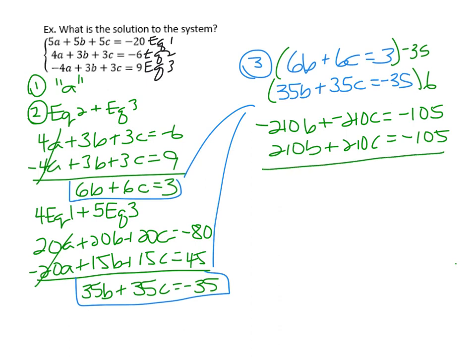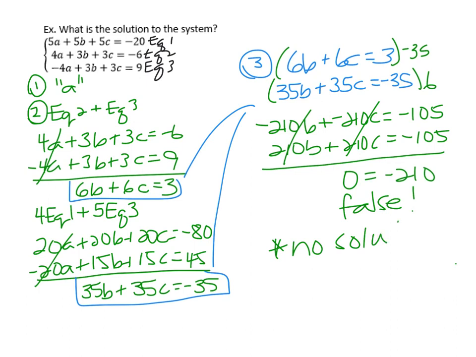Notice this is a situation where both the b's and the c's cancel, but we actually have negative 210 on the right, which means that's false. If that's a false statement, unfortunately, this is no solution. Or you can write NS. We will solve the rest of the equations and the word problem tomorrow in class.